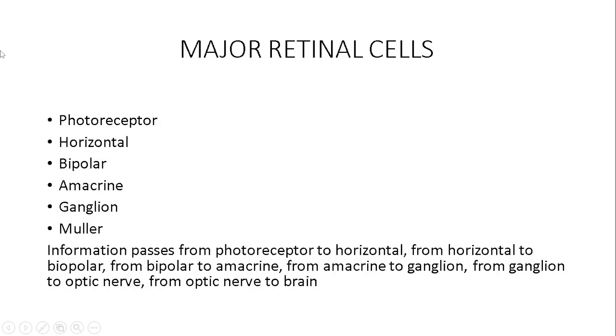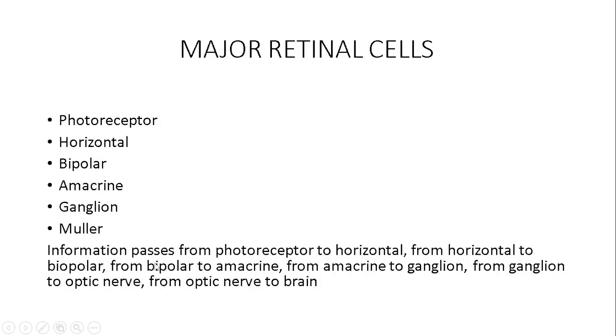How does this happen? There's what we call transduction. Information is sent from one cell to the other and then to the other to stimulate the retina, and it goes through the optic nerve, and then goes to the brain for interpretation and better visualization.